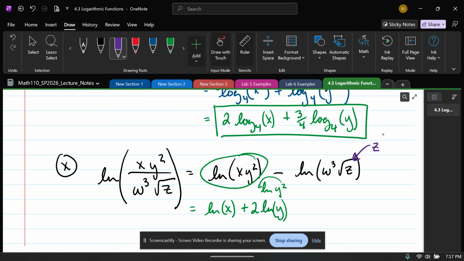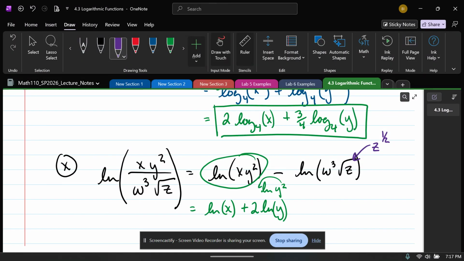Z to the 1/2. That's important to have, because if you don't have that fraction exponent, then you can't use the power rule on it. Got to have that fraction exponent for that. So because those came from the denominator, they're all going to have this minus sign in the front. So how's that going to split apart?